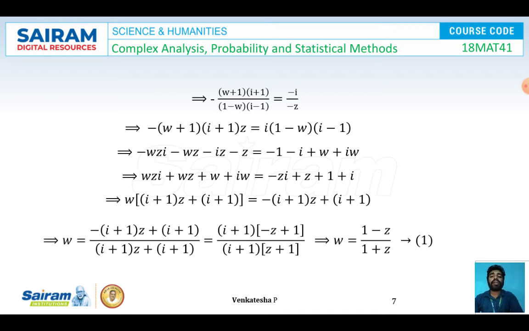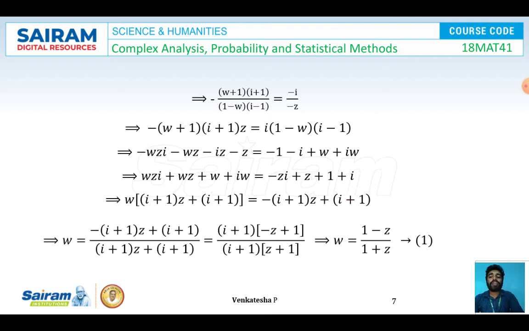So here I'm shifting this minus wzi minus wz to the RHS and shifting this minus 1 minus i to the LHS. I got the equation wzi plus wz plus w plus iw is equal to minus zi plus z plus 1, sorry, this is minus z plus 1 plus i. So now by taking w common from these two terms, I'll be getting w into (i plus 1) into z, and here also the same thing, it will become i plus w, and this side will become minus of (i plus 1) z plus (i plus 1).